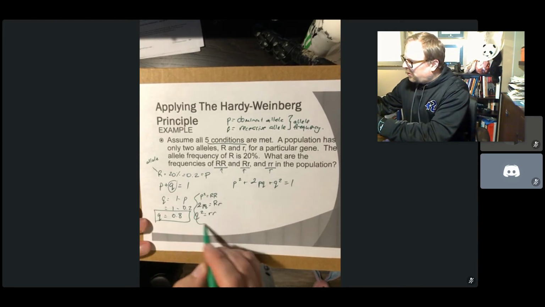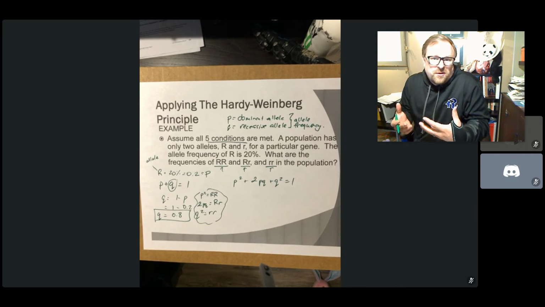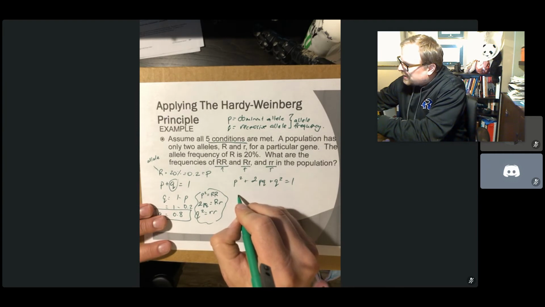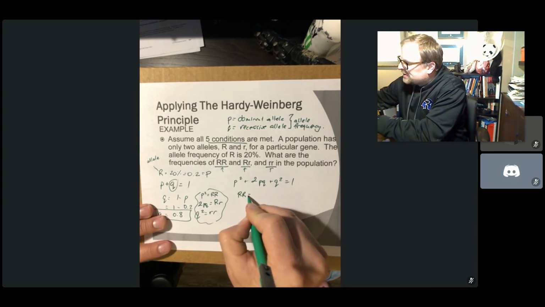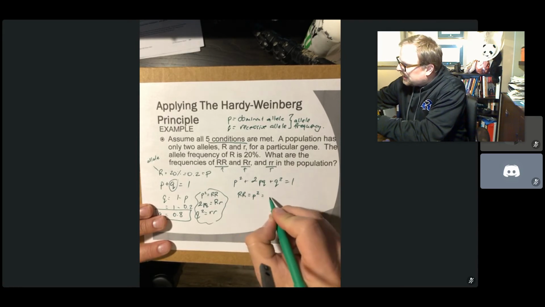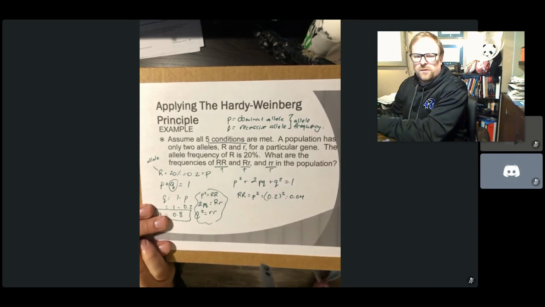So if you remember those, that makes this really easy. And all we have to do now to figure this out is just substitute numbers in. So to figure out what big R is, that is the same as P squared. So that is going to be 0.2 squared. And that gives us 0.04 for our frequency.